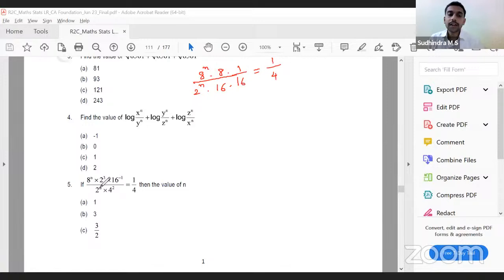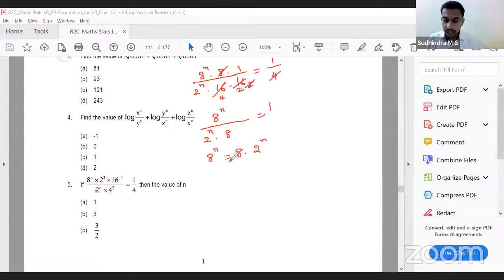This is what we get. 8 power n into 2 cube is 8. 16 power minus 1 is 1 by 16. 2 power n into 4 square is 16. So 8 ones are 8, 2 twos are 4, 4 ones are 4, 4 fours are 16. So we get 8 to the power of n divided by 2 to the power of n into 4 twos are 8 equal to 1, or 8 power n equals 8 into 2 power n.